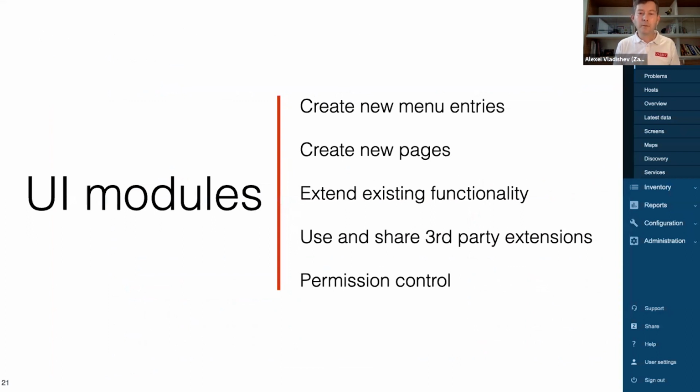What else? Zabbix 5.0 also comes with the support of UI modules. So this way, you may extend Zabbix using your own modules written in the PHP language with some help of JavaScript, so that you can create your own pages, or you can add new functionality to existing pages. You may also create new menu entries, replace menu entries, and do many, many other things. And UI modules also respect the permission control, which we already have in Zabbix.